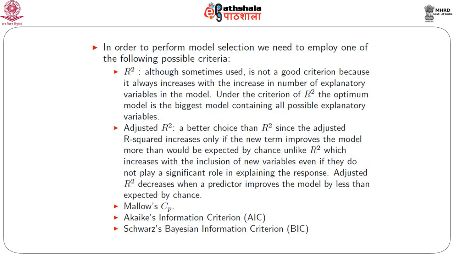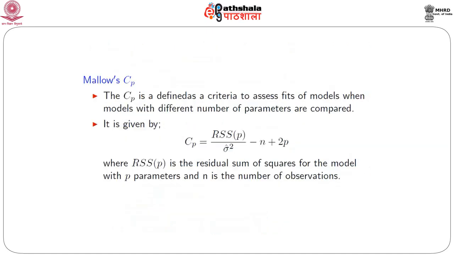We will see later on how the mathematical form of adjusted R square actually explains how adjusted R square is a better choice than R square. Then the third criteria that we can use is the Mallow CP criteria, and then we have Akaike's information criteria, or most commonly known as AIC, and Schwartz Bayesian information criteria, or commonly known as BIC. Now let us first focus our discussion on Mallow CP criteria.